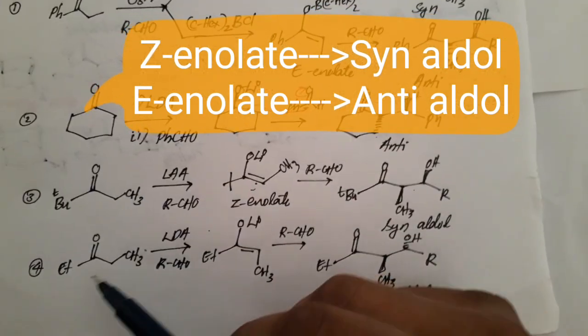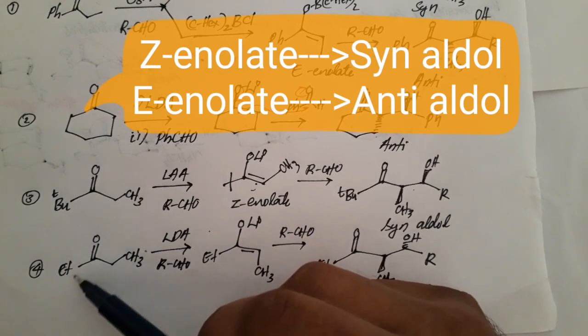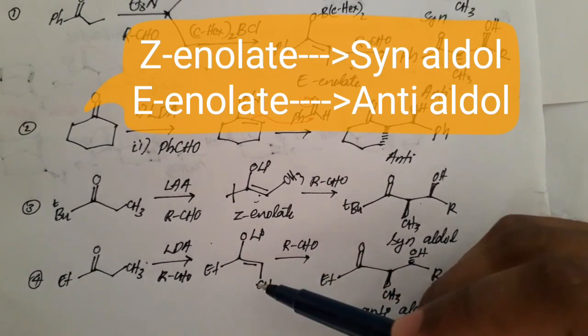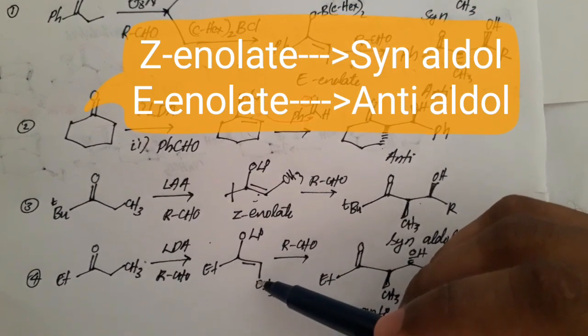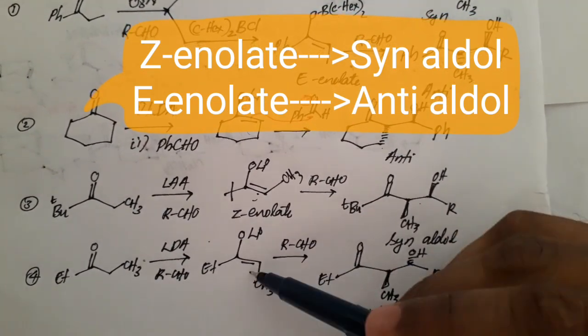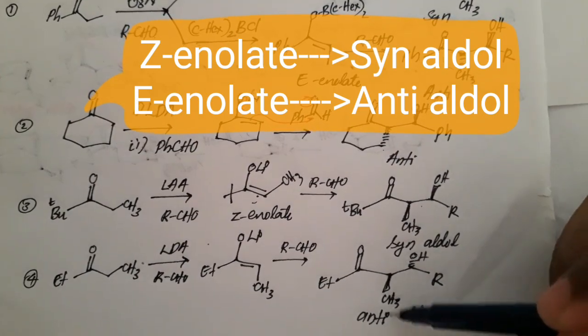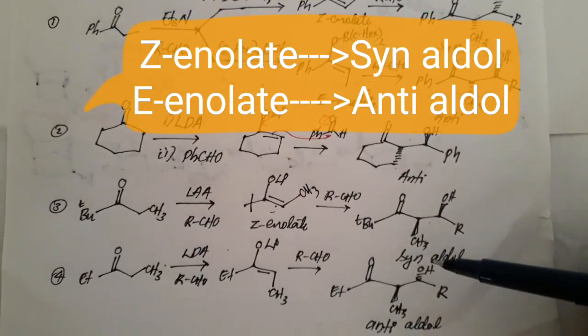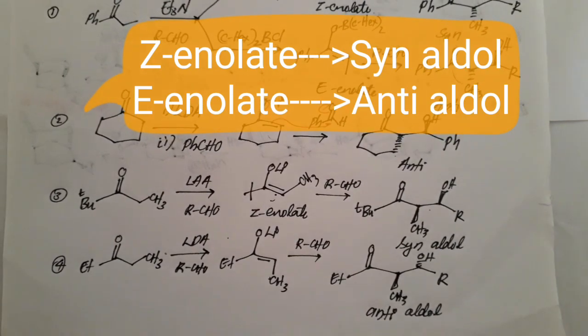Another problem: here the R group is not so bulky, so that gives you the E-enolate. The E-enolate gives you anti-aldol. This is in wedge, this is in dash. Okay, clear. Thank you. Take care.